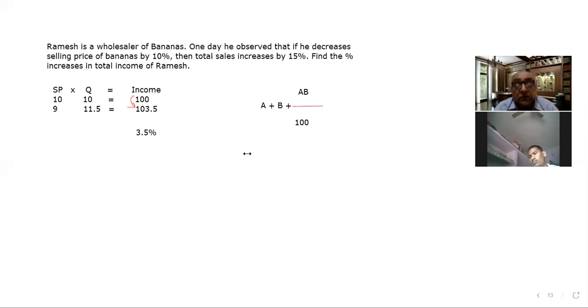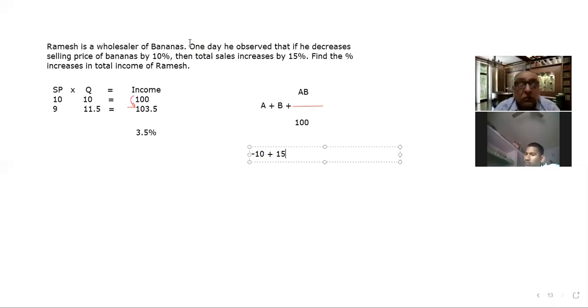A is a 10% decrease, which means A becomes minus 10, because it is a decrease, it is a fall. And now what is B? B means sale increases, that is why it will remain positive. By how much? By 15%, so it is 15.